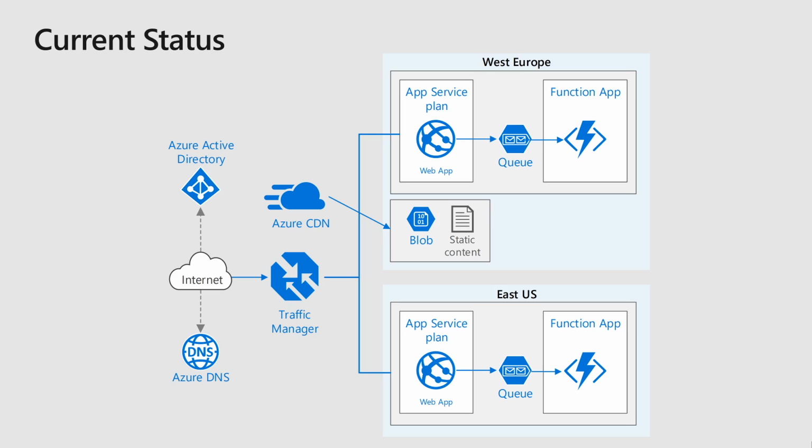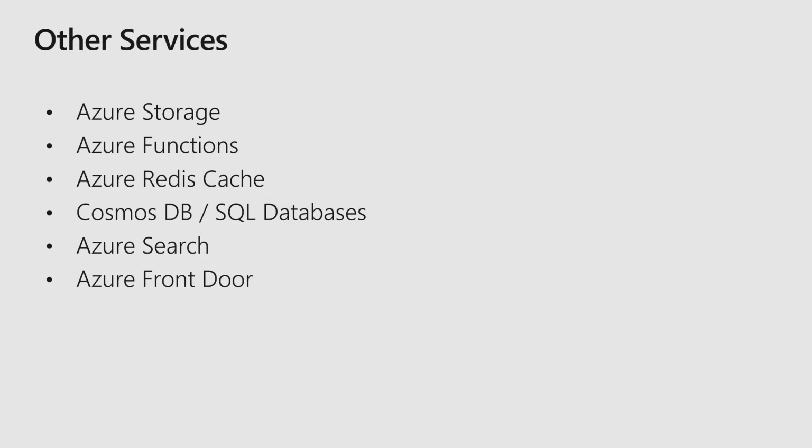So this is our current status. I tell you that we also have other services, right? I can also have Azure Storage. Well, I created one. I can also have Azure Functions. We saw that already in the diagram from the start. I can also have Redis Cache to provide cache mechanisms.